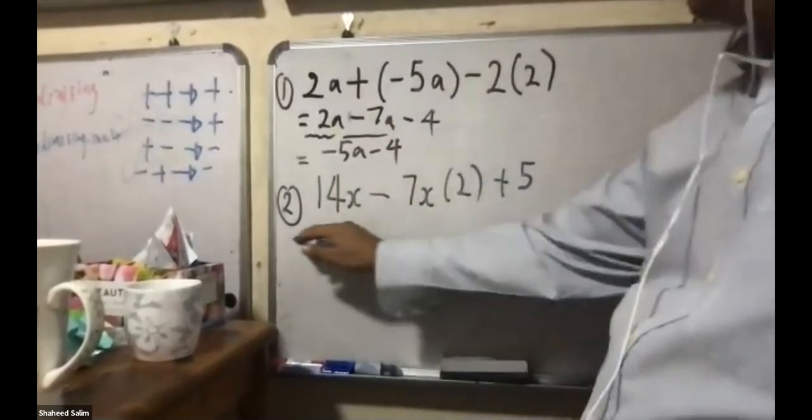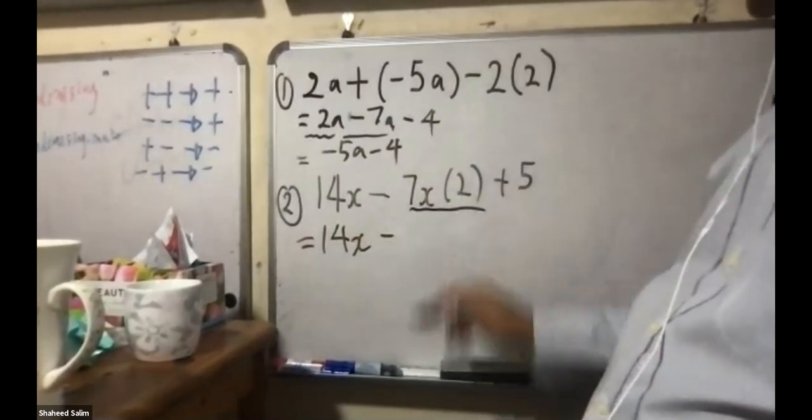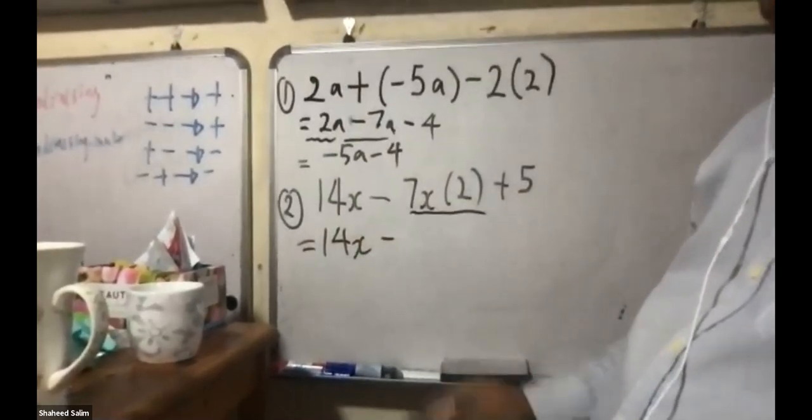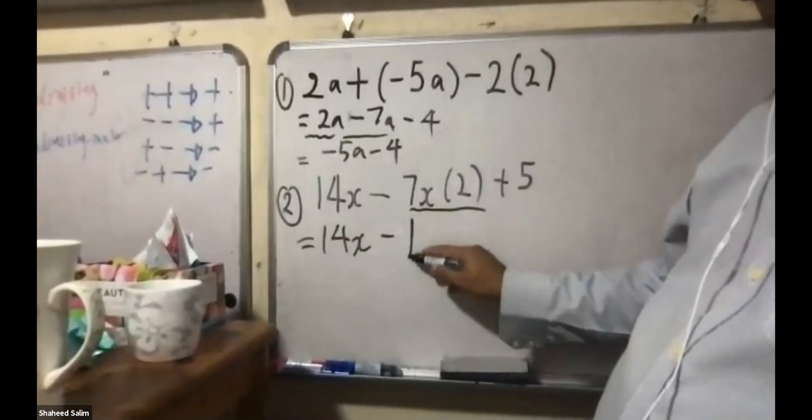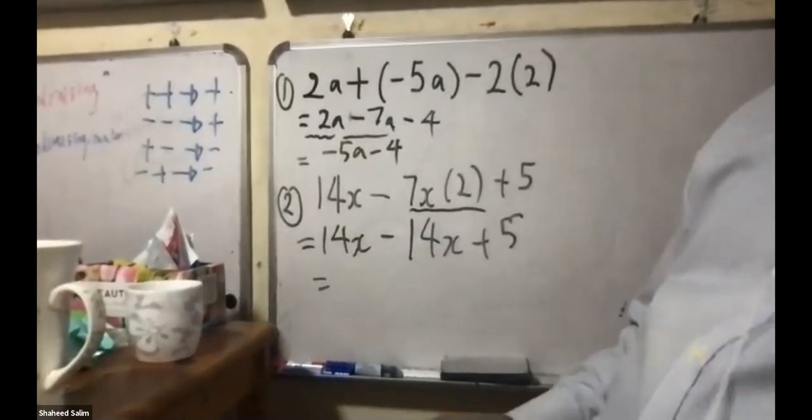Now the next one, Zahira, 14x. Down here you expand, what do you get, Zahira? 7x times 2? 14x, then plus 5. So what's the answer now? 14x minus 14x plus 5. So 5. 5, that's it.